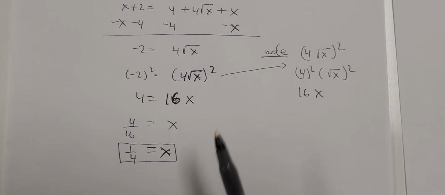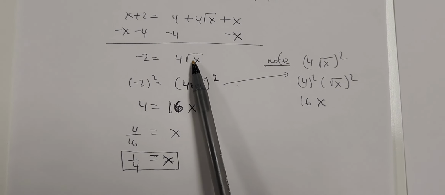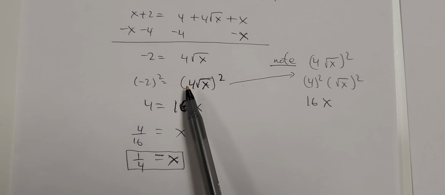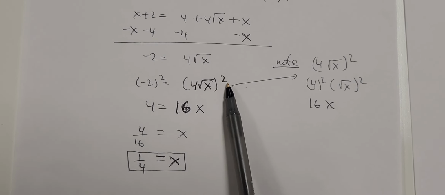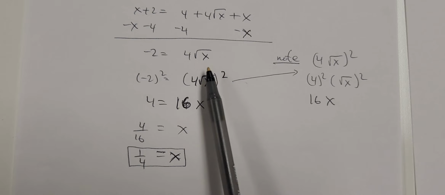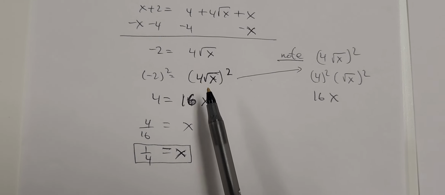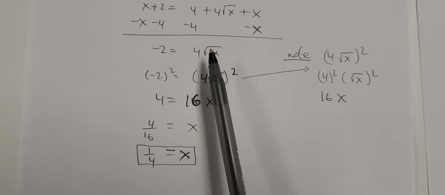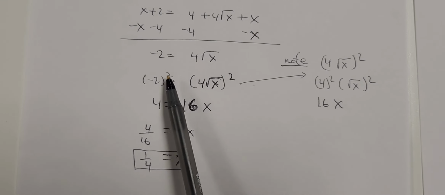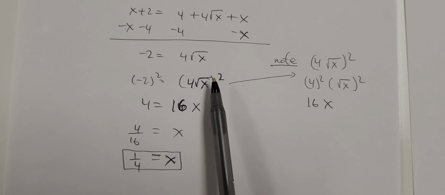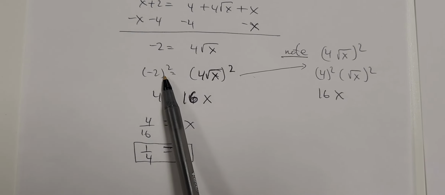Now I want to get rid of this square root. I still have this square root, so I'm going to square the whole thing. What you do to one side you must do to the other side, so square both sides.